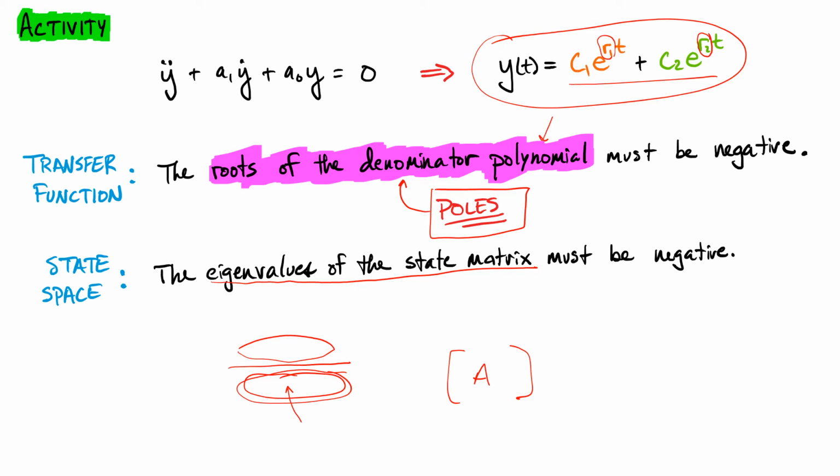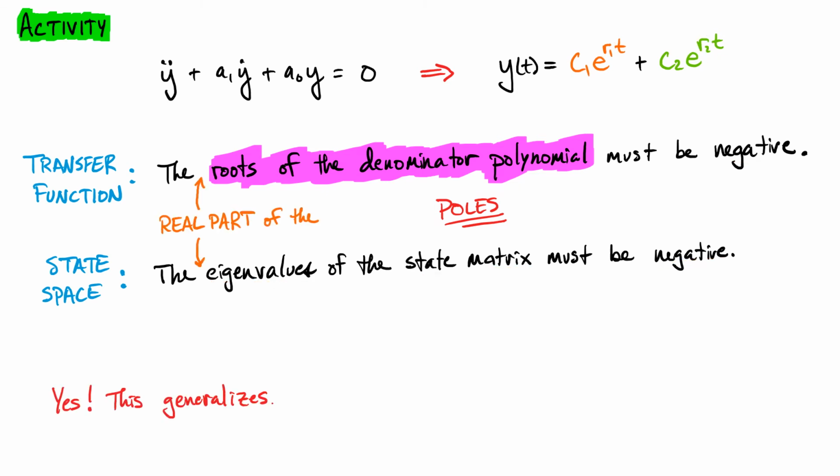But we really ought to be a little more precise, because what we learned when we characterized R1 and R2 is that they were really the solution of a binomial formula. And if you recall, we don't just have real solutions, we can also have complex solutions. So it's not enough to just say that they're negative. What we need to say is that it's the real part of the roots of the denominator polynomial, or the real part of the eigenvalues of the state matrix, that needs to be negative.